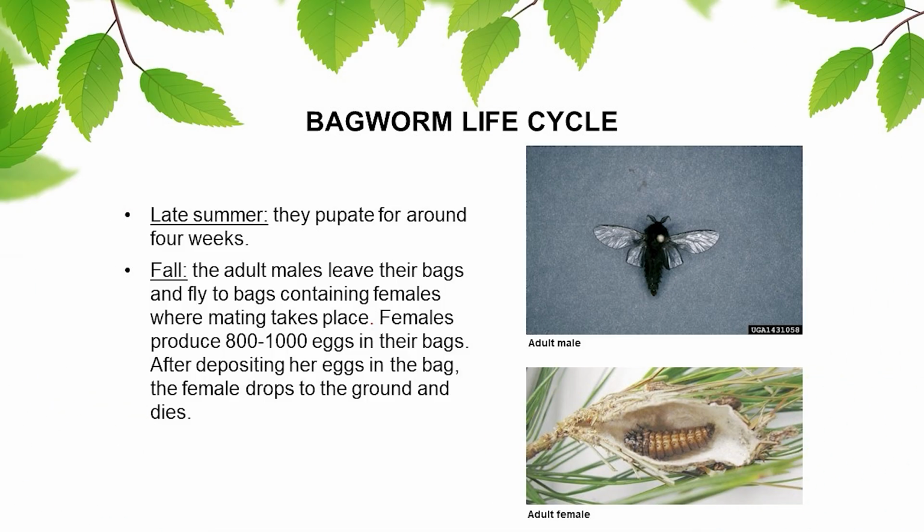Bagworms life cycle. Late in the summer, the bagworms pupate over a period of approximately 4 weeks. In the fall, the adult winged males leave their bags and fly to bags containing females. The females do not have wings. Mating takes place and the female produces eggs that overwinter in the bags.